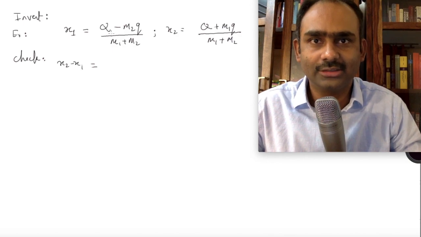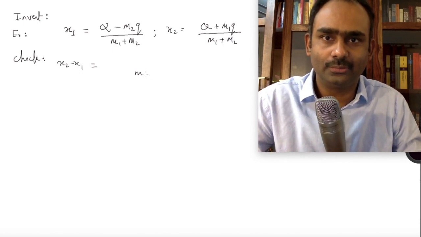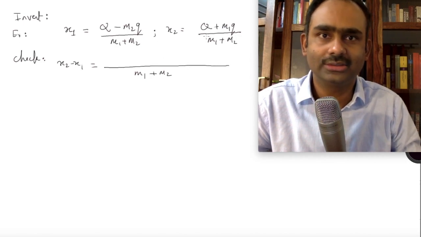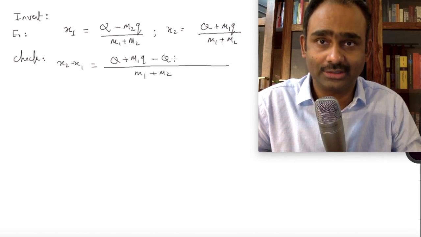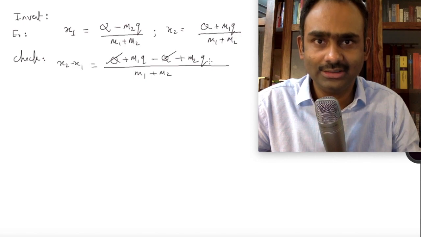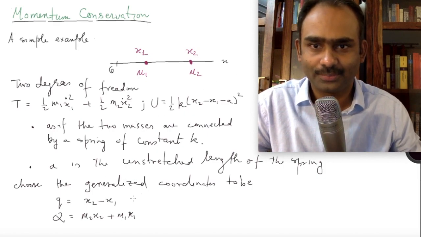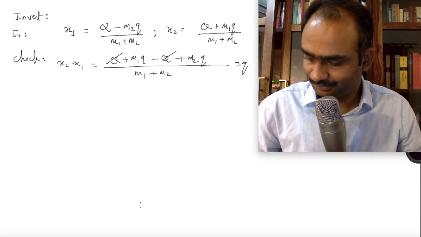So I calculate x2 minus x1. Both have m1 plus m2 in the denominator. And let's see what's in the numerator. x2 is capital Q plus m1 small q, minus x1, so minus capital Q plus m2 small q. This capital Q cancels and you have m1 plus m2 you can take out, and q will be the factor, which you see is q. And that's what we started with. So let's go back here. Indeed what I have given as a result is correct.